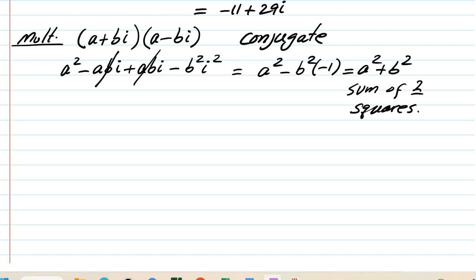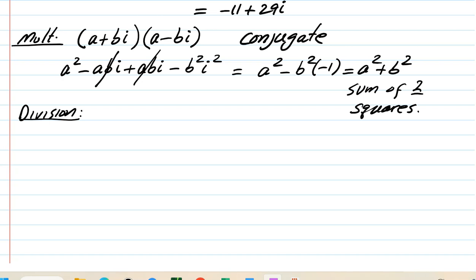Okay. Now, the reason I mentioned this, other than the fact that if we see something like a sum of two squares, from now on, we're going to be able to factor them. Okay. And we'll be able to now do division of complex numbers.